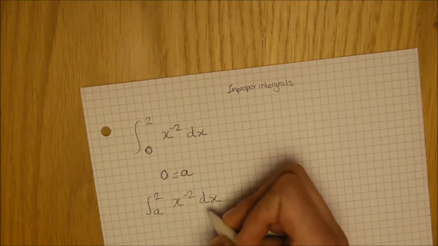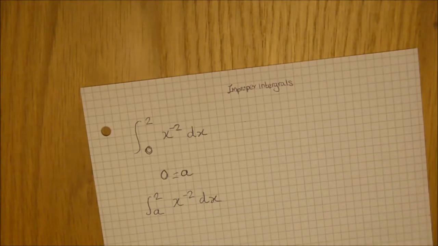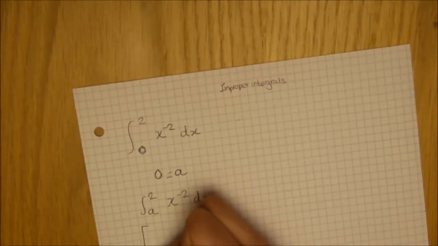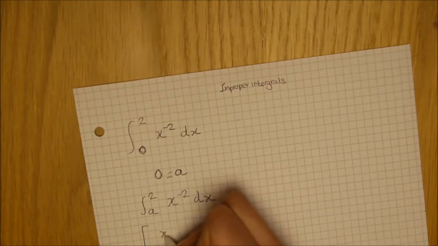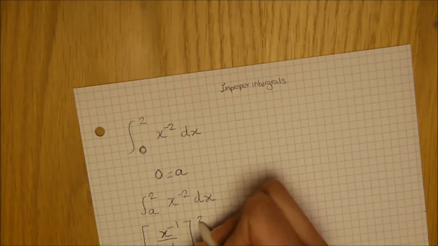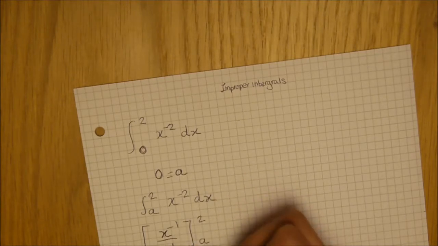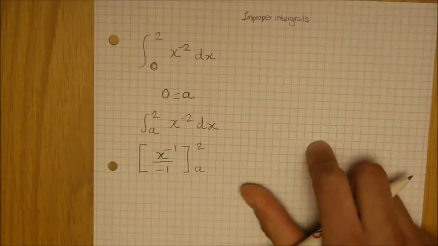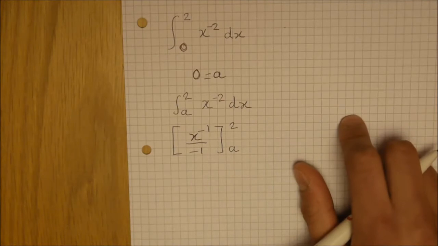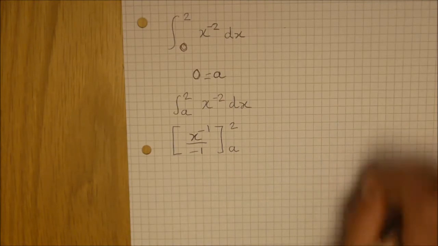Now the next thing we've obviously got to do is integrate it. Obviously you need to add 1 to the power and then divide by the new power. So what we're going to end up with is x to the minus 1 over minus 1 with limits of 2 and a, which isn't the nicest thing in the world, but the question is still quite simple from this point, so don't worry.